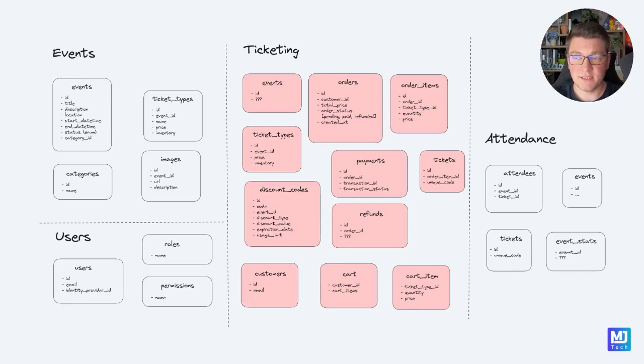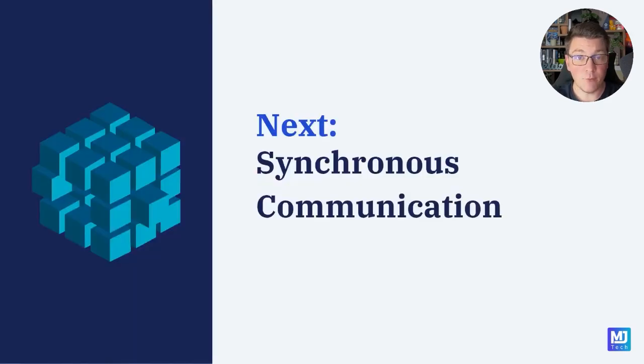In the next lesson, I will start by implementing the cart feature for the ticketing module, where we are going to be adding some tickets to the cart for a specific customer. While we are implementing this, I'm going to demonstrate how we can do synchronous and asynchronous communication between our modules and show you what are the trade-offs of each of the choices. And we are going to start with synchronous communication between our modules in the very next lesson.